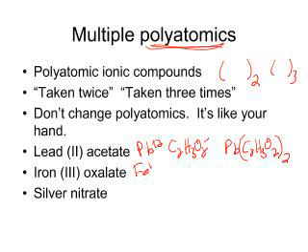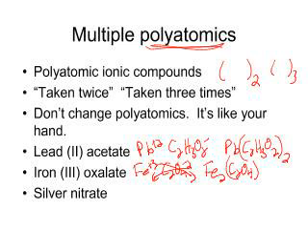Iron 3, Fe +3. Oxalate, C2O4 -2. I'm sure you have that one memorized already. Fe, crisscross. The 2 comes down, the 3 comes down. Fe2, C2O4 taken thrice.